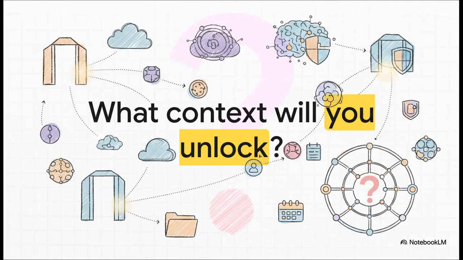So, what's the takeaway here? We are standing on the edge of a future where AI is no longer trapped inside that walled garden. A future where it can securely and seamlessly connect to the information that actually matters to each of us. With a universal standard like MCP paving the way, really, there's only one question left to ask. What context will you unlock?